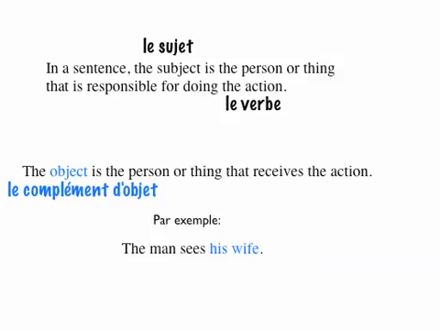Un autre exemple. The man sees his wife. The man is doing the action of seeing. He's the subject. Sees is the action. That's your verb. His wife answers the question, what does he see? Who does he see? It's the thing that gets seen. That is your object, your direct object. C'est le complément d'objet direct.